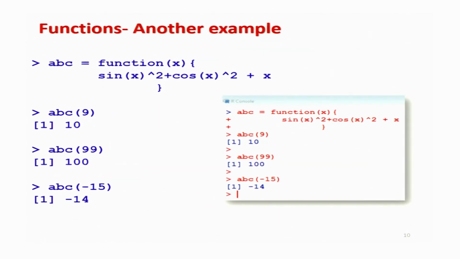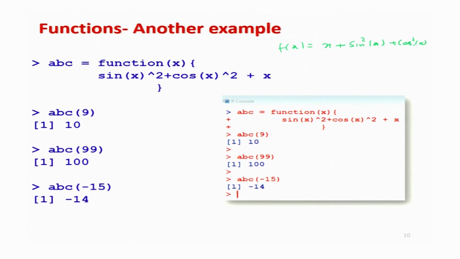Similarly, let me give you one more example. Suppose I want to write the function f of x equal to x plus sin square x plus cos square x, right. Those who are from a mathematics background know that sin square x plus cos square x is equal to 1, but there may be some candidates who may not have the mathematics background. That is why I am taking this example here.